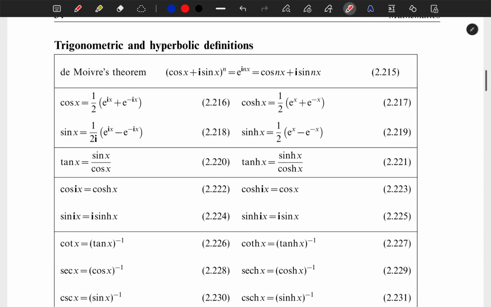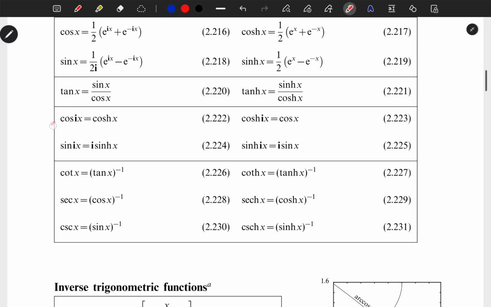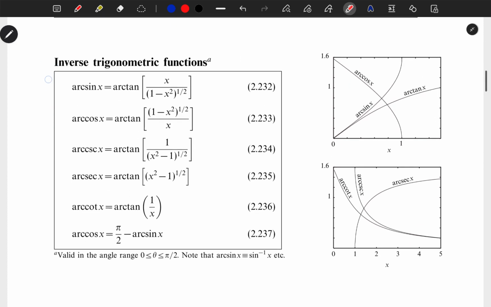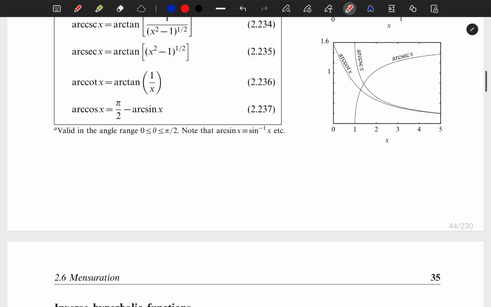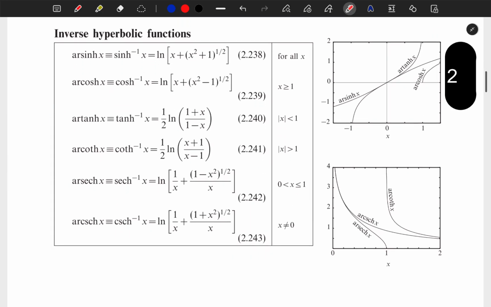Now trigonometric to hyperbolic: e to the power i x to the power n equals cos x plus i sin x to the power n. That can be expressed with this n put inside. This is called Moivre's theorem. So cos x, sin x, cosh x, sinh x. Again cos ix is cosh x, sin ix is i sinh x. Like that, this inversion can be calculated. Thus hyperbolic functions.